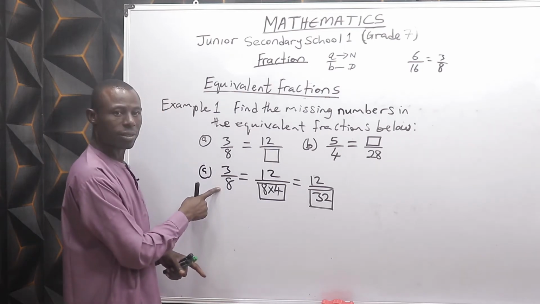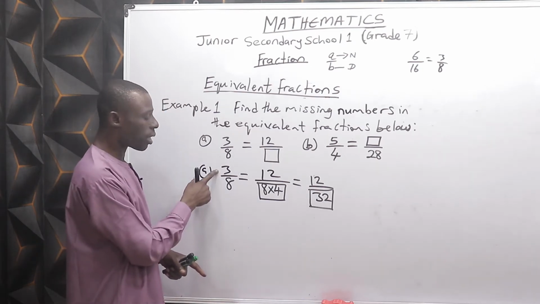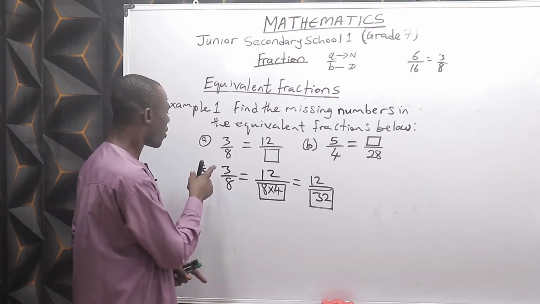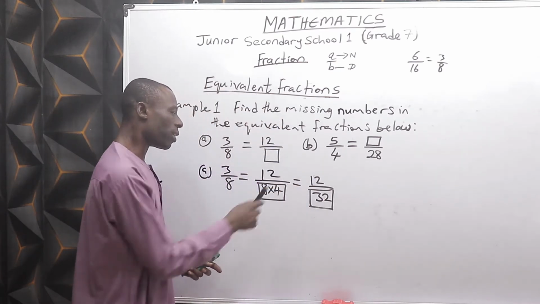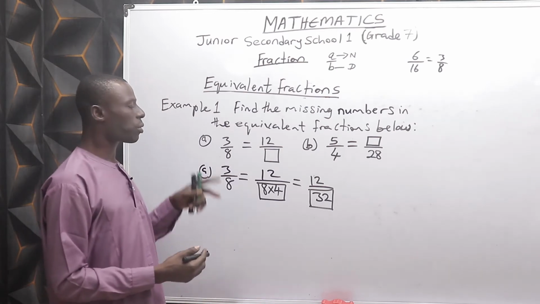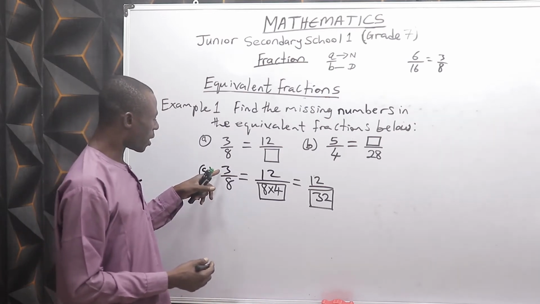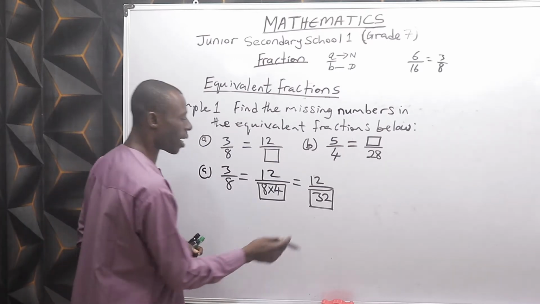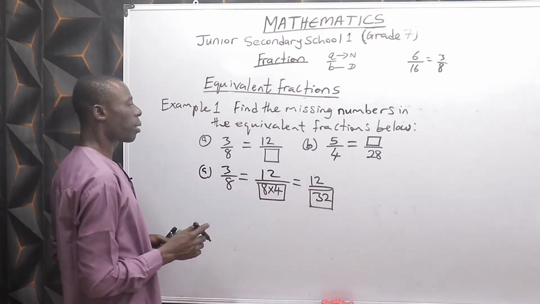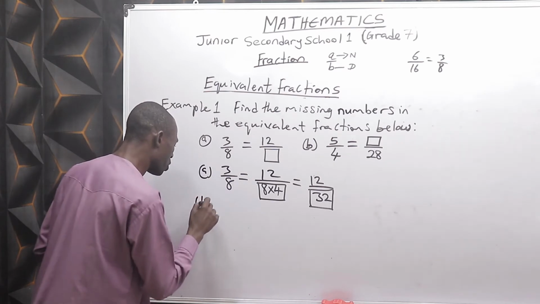Come to look at this. You can see it is also 3 over 8. That is why 3 over 8 is equivalent to 12 over 32, because 12 over 32, if reduced to the lowest term, will give exactly 3 over 8. So the answer is 32 in that box. Let's go to question B.